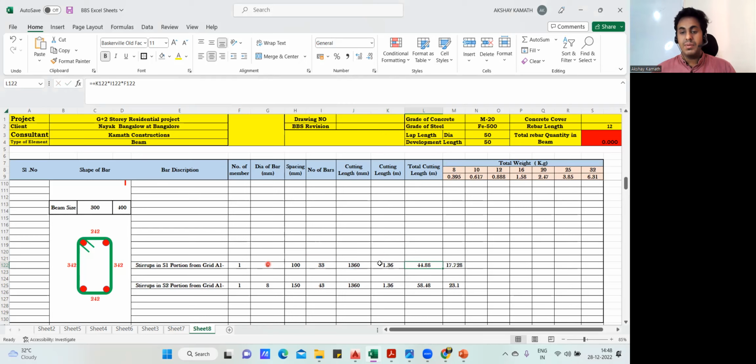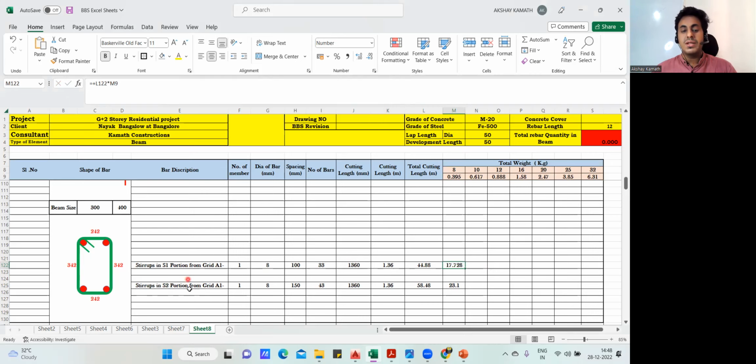So this I need to put in weight. I'm looking for 8 mm bar. So 44.88 multiplied by unit weight of 8 mm is how much? 0.395. So it will give me 17.728 kg. Done. Now come to the stirrup in S2 portion.